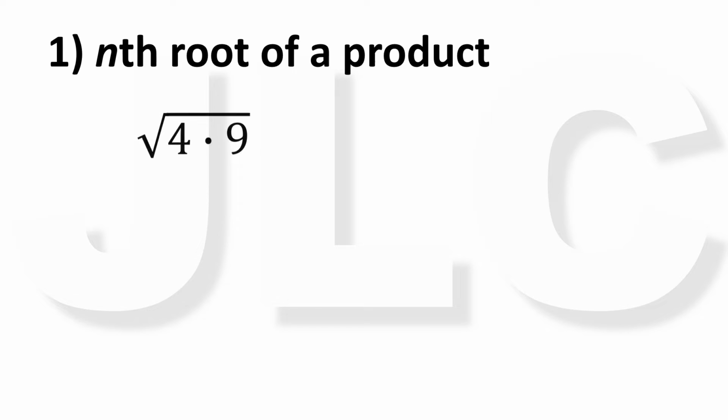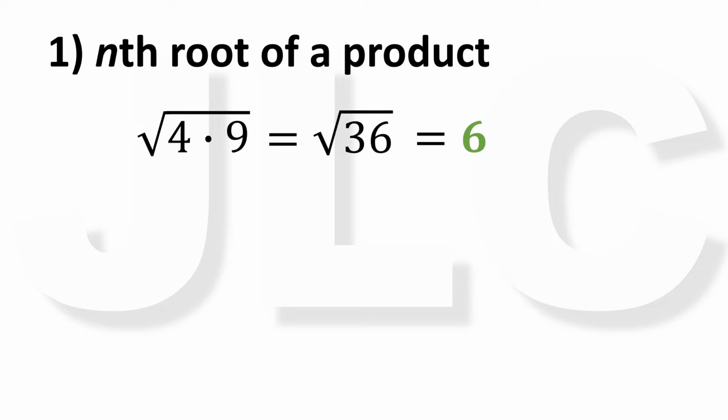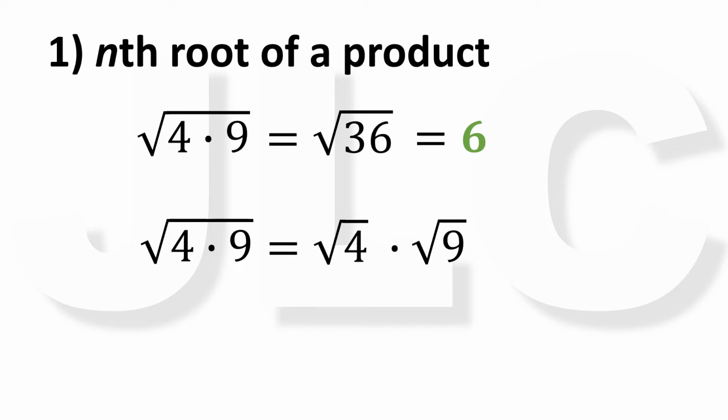Let's say we have the square root of 4 times 9. This equals square root of 36, and the square root of 36 is 6. Now using the property, square root of 4 times 9 equals square root of 4 times square root of 9. The square root of 4 is 2, and the square root of 9 is 3. So we have 2 times 3, and 2 times 3 is 6.